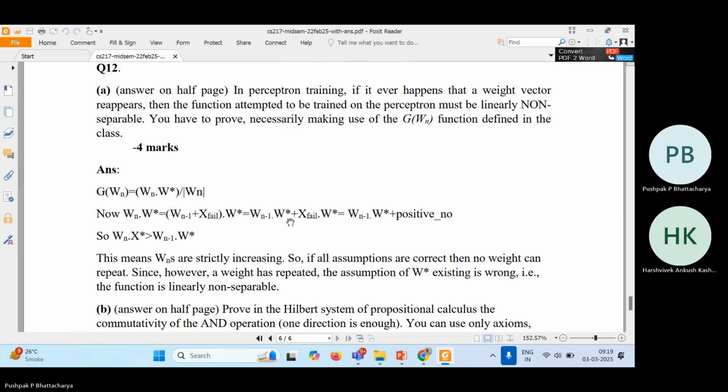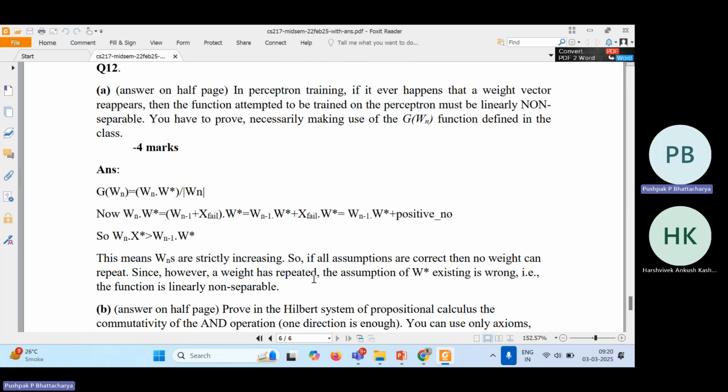If the function is separable, W star exists, and W star will multiply every vector giving a positive value. So this means that Wn dot W star must be strictly greater than Wn minus 1 dot W star. So as the iteration proceeds, Wn and Wn minus 1 and Wn minus 2 and Wn minus 3, all of them have to be different. Otherwise, they cannot be strictly bigger because W star is the same. This means Wn's are strictly increasing. So if all assumptions are correct, then no weight can repeat.